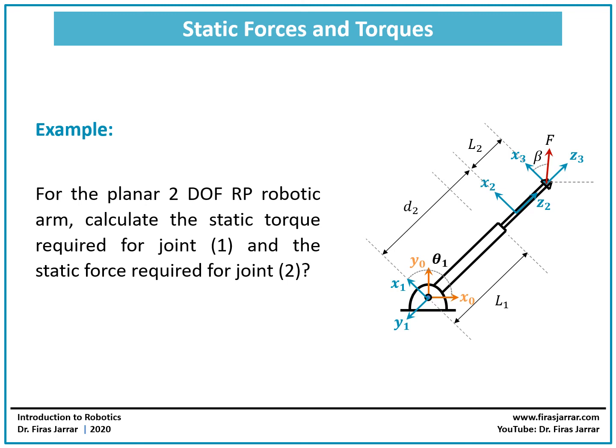This is another example to show you how easy it is to compute the static torque or static torques or forces for a robotic arm using the Jacobian. In this example, we have a 2 degrees of freedom revolute-prismatic robotic arm, and we need to calculate the static torque at joint 1 and the static force at joint 2 in order to keep this robotic arm in equilibrium.